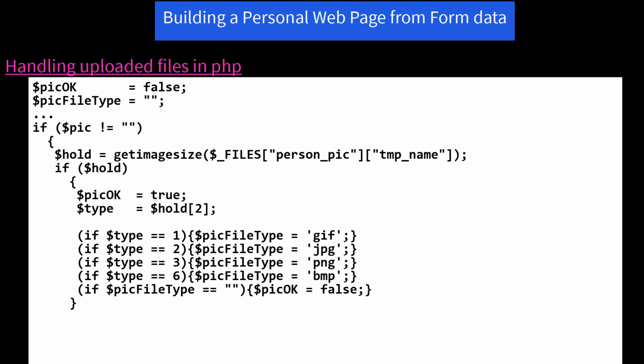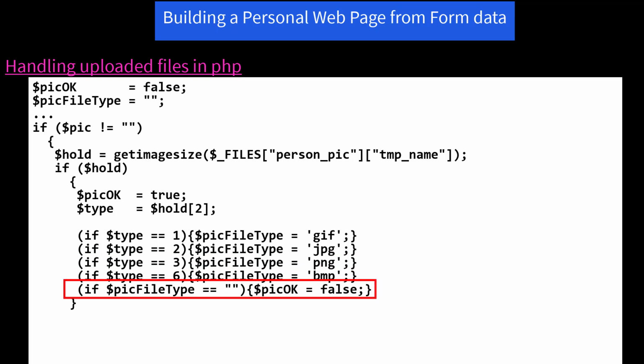We don't care about the height and width. Then we ask about $type. If $type is 1, set $picFileType to GIF. If $type is 2, set $picFileType to JPG. If $type is 3, set $picFileType to PNG. If $type is 6, set $picFileType to BMP.